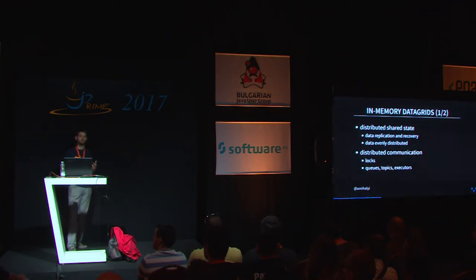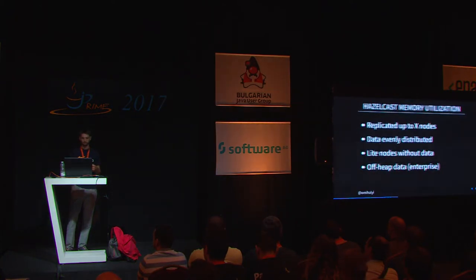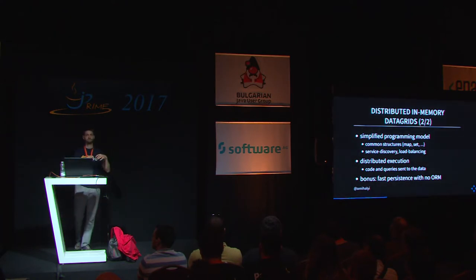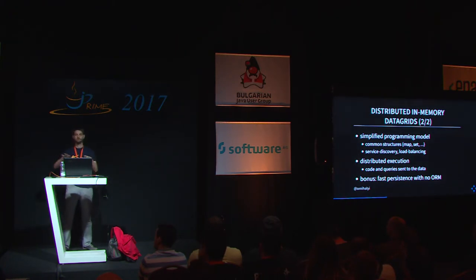And in-memory data grids also provide means to synchronize applications in the cluster. All those distributed primitives like locks, queues, topics, and executors are especially convenient for some applications which deal with very high loads of data. Most of the data grids provide a simplified programming model, so you don't need to deal with low-level details. You just access common structures like map, set, and they get all distributed. Some parts of these structures are stored locally, some parts are distributed on several nodes, and they are replicated. So if you configure a structure to have more replicas, it will always be replicated on several nodes.